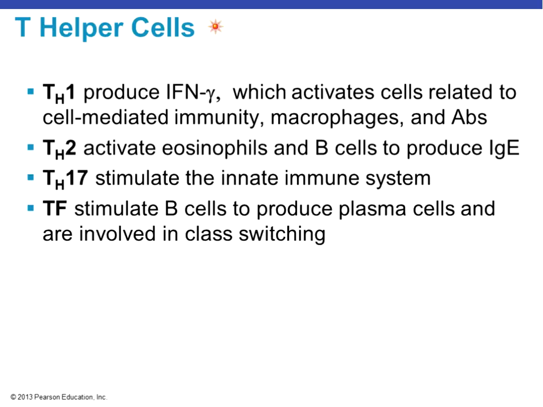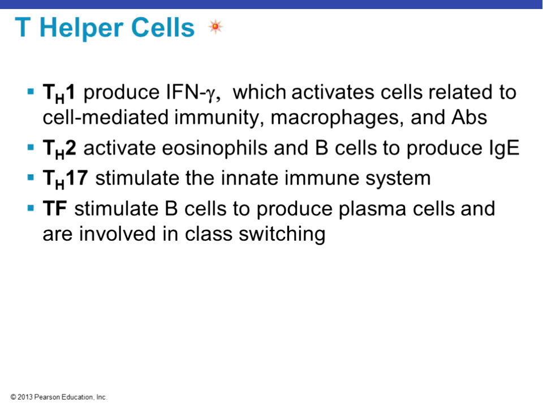So other types of T cells, remember these different classes of T cells. They're great for short answer questions and fill in the blank. T helper cells 1 produce interferon gamma, which activates cells related to cellular-mediated immunity, antibodies and macrophages. Helper cells 2 activate eosinophils and B cells to produce IgE, and helper cells 2 we talked about with the B cell activation. T helper cell 17 stimulates the innate immune system to get those macrophages, and enhances phagocytotic activity and all the things that need to happen with complement.